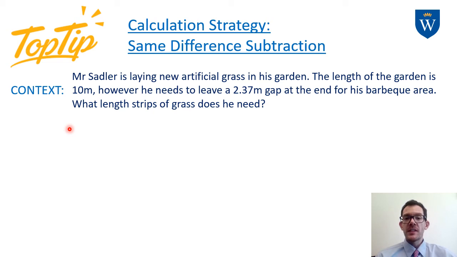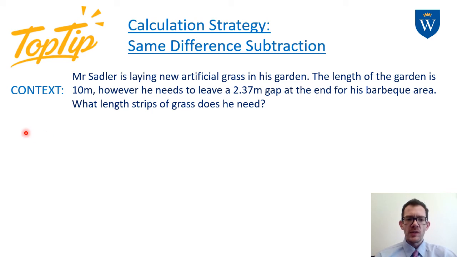Now, after discussing this with your child and maybe drawing a picture of the 10-meter strip of grass and then dividing it and showing how big a 2.37 meter cut off the end would be, then you might come to the conclusion that, okay, this is a subtraction. We've got to think about the 10 meters and we're subtracting that 2.37 meter part off the end of it. And then we'll know how long the strips of grass should be.